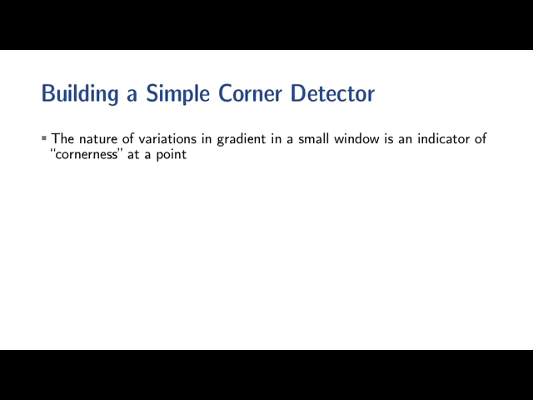So how can I use this idea to build an algorithm to find that? The nature of variations of gradient in a small window is an indicator of the cornerness of a point. We have established that, right? If I want to say whether this point is a corner or not, I'll look at a small neighborhood around that point, and I'll try to see how the gradient vectors vary in that. Now, how do you find the variation in some data?